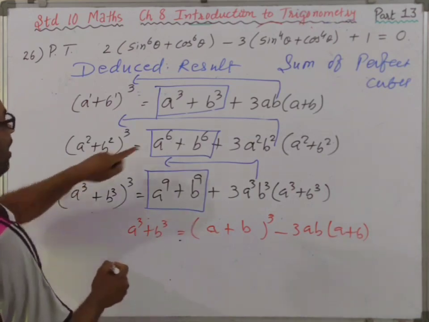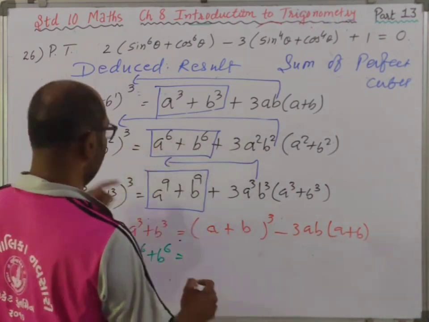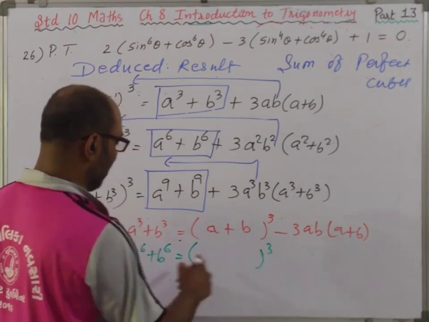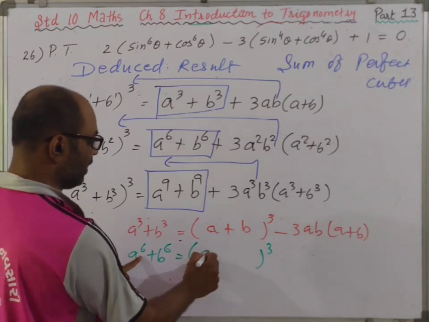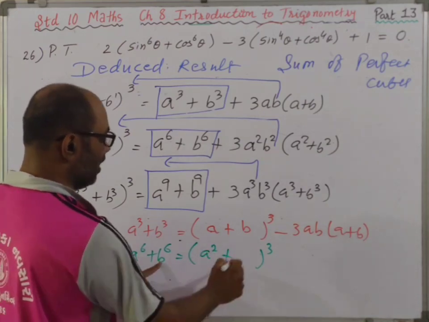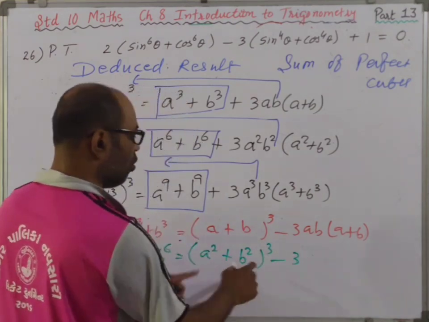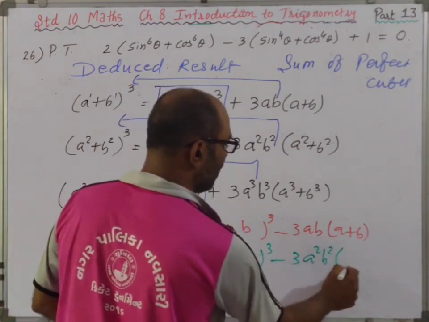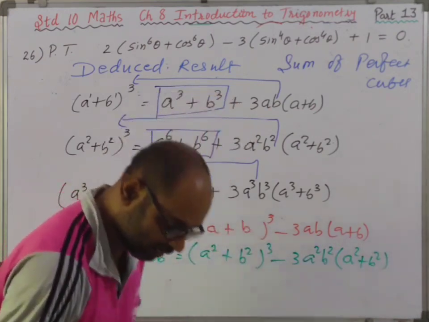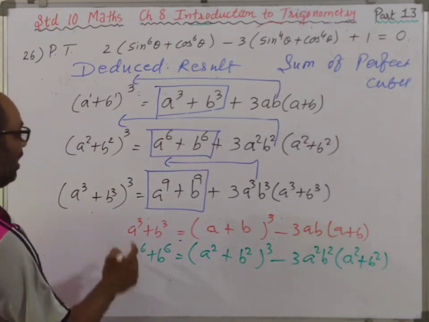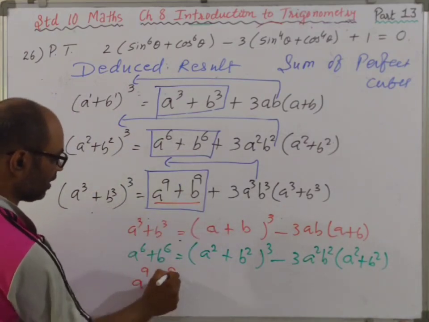See the next. A raised to 6 plus b raised to 6. All right, that is whole cube. You can take square also if you want. Whole cube. So what is cube root of a raised to 6? A square, plus cube root of this, b square, minus cube. So 3 times the product of these two, a square b square, into sum of these two, a square plus b square. All right.